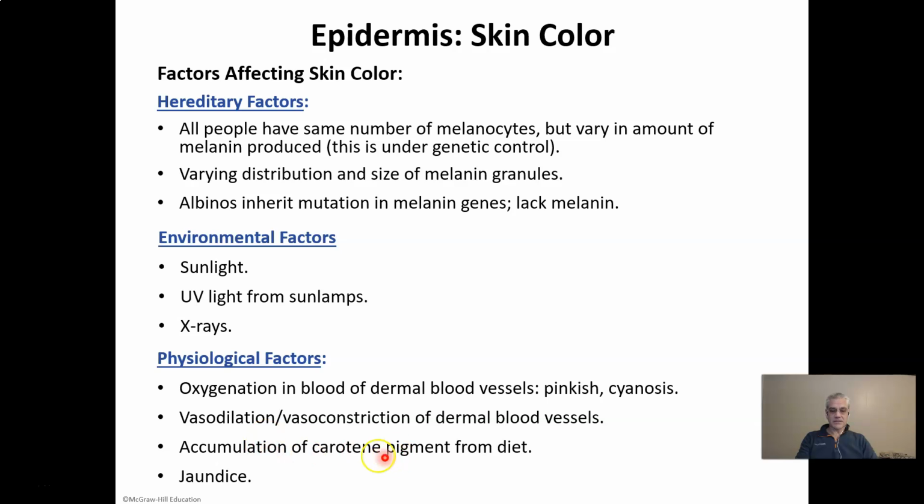Now you also see accumulation of keratin. If you eat a lot of carrots, and you'd have to eat a lot, you will absorb keratin from the carrots, and that turns your skin a slight orangey color. Jaundice is another condition where you get a buildup of waste products in the body, and jaundice will make the skin appear more yellow.